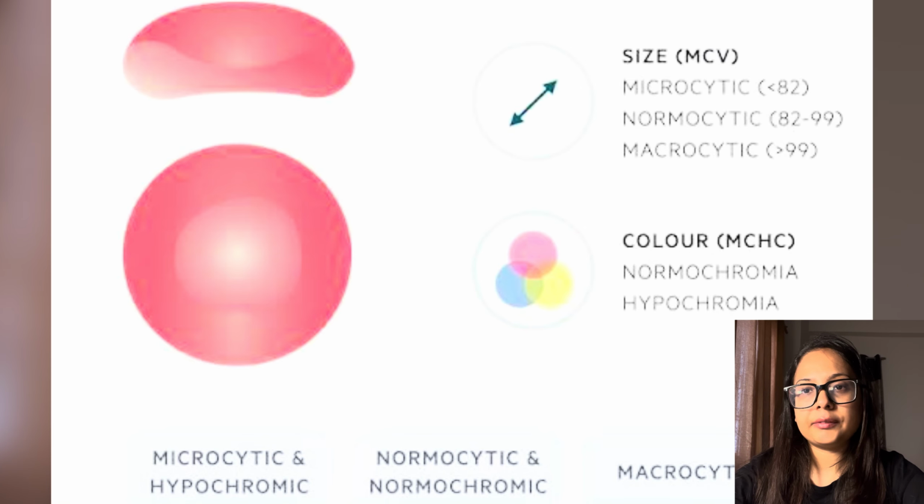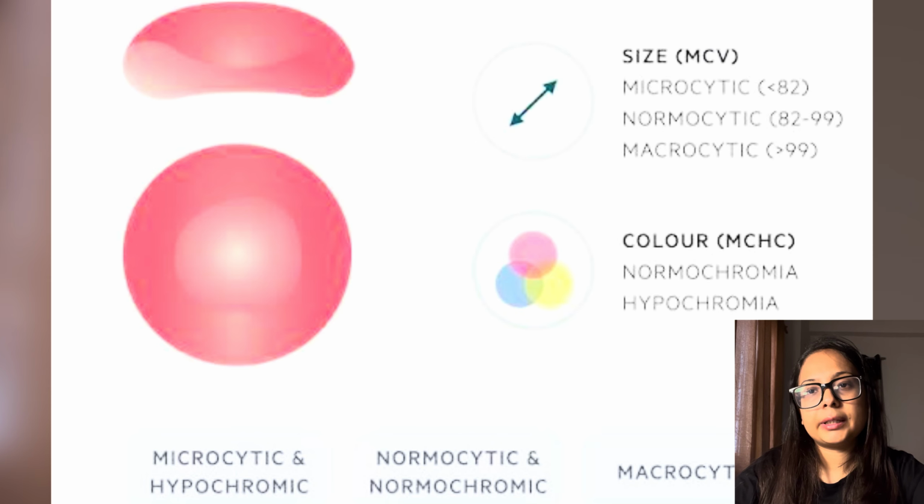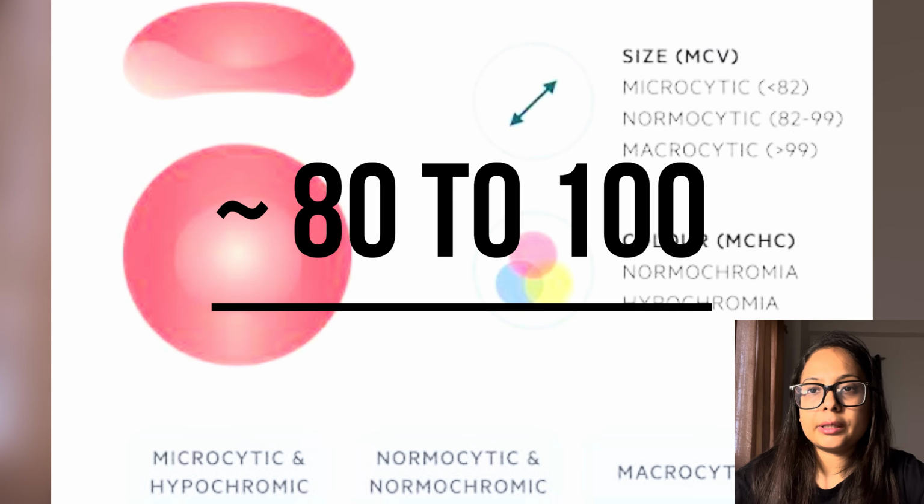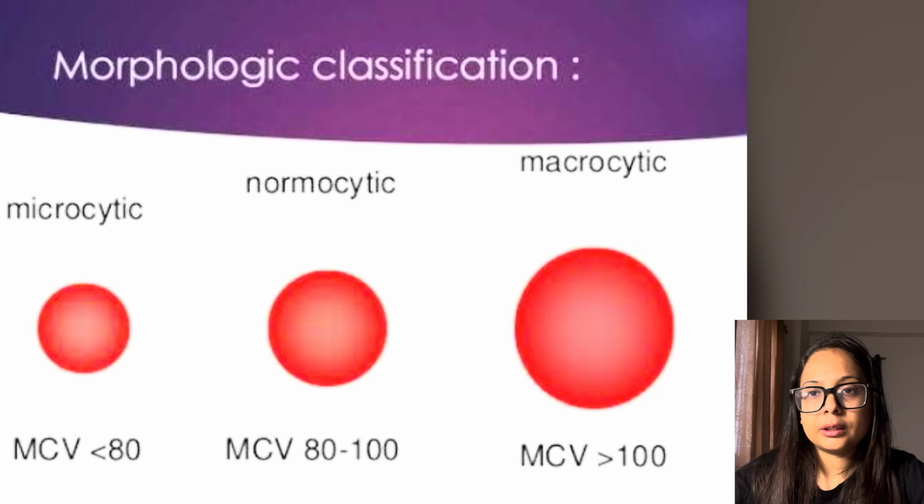It simply means classifying anemia based on the appearance of RBC, especially their size and the hemoglobin content. This is mainly assessed using mean corpuscular volume, that is MCV, and examining your peripheral blood smear. MCV tells us the normal size of a red blood cell. The normal range of MCV is 80 to 100 femtoliter. Based on these values, anemia is divided into three main types: microcytic hypochromic anemia, normocytic normochromic anemia, and macrocytic anemia.